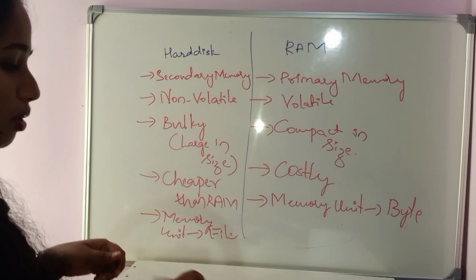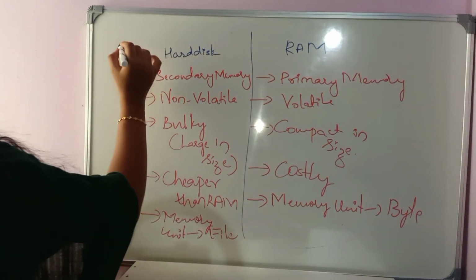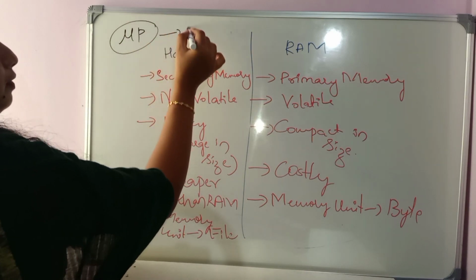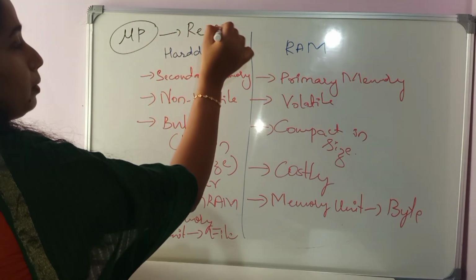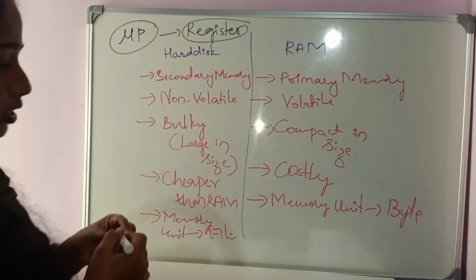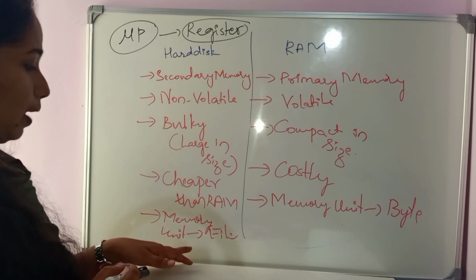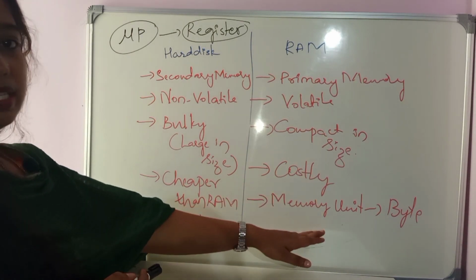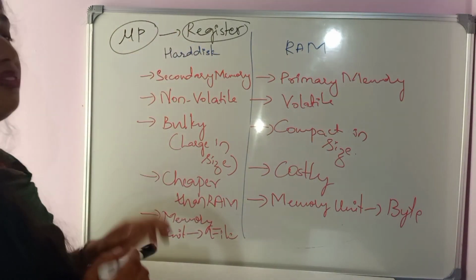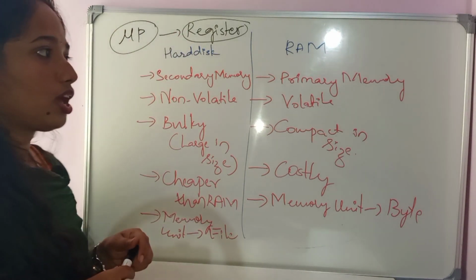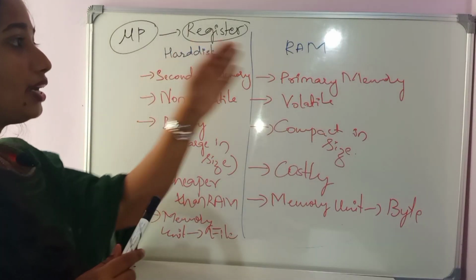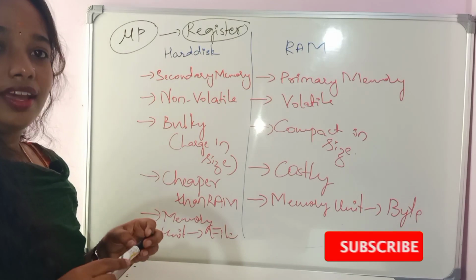A microprocessor also stores some of the data. The memory unit of the microprocessor is register. This is just for information. So the memory unit of RAM is byte, the memory unit of the hard disk is file, and the memory unit of the microprocessor is register. This is all about the concept of memory and why we require both hard disk and RAM in a computer.